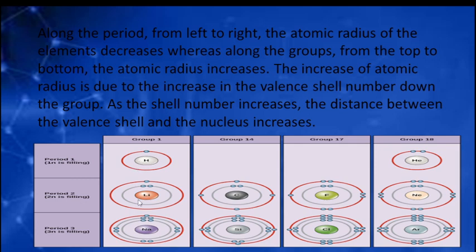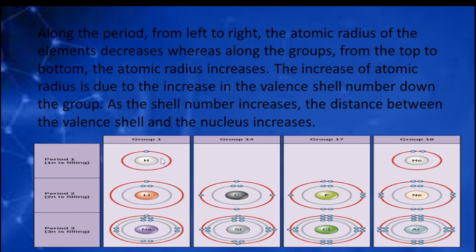The first period, the second period, this is the third period of the elements. The increase of the atomic radius down the group is due to the increase in the valence shell number. Compared to the first period, the number of shells also increases in the second period. As the shell number increases, 2 shells, 3 shells, 4 shells, the distance between the valence shell and the nucleus also increases.